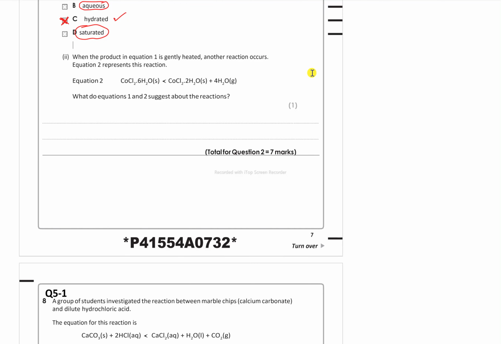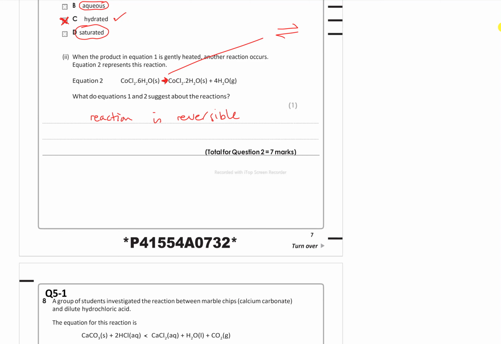Right, when the product in equation 1 is gently heated, another reaction occurs. Right, okay. I don't know if that's the right symbol then. I don't know what the original symbol was. I'm assuming, right, so reaction 1 and reaction 2, they're telling you that the reaction is reversible.